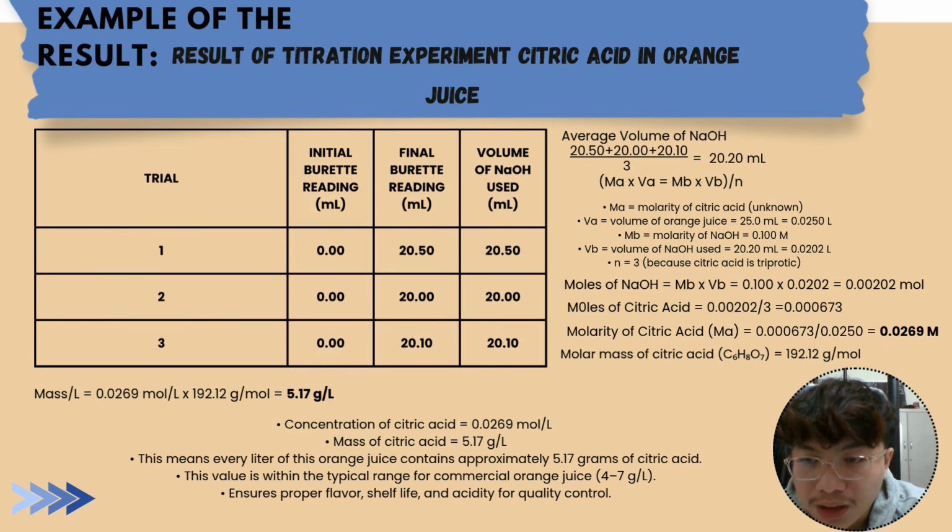After calculation, we get the final result: the concentration of citric acid is 0.0269 moles per liter, and the mass of citric acid is 5.70 grams per liter. This means every liter of this orange juice contains 5.70 grams of citric acid. This value is within the typical range for commercial orange juice, up to 7 grams per liter, ensuring proper flavor, shelf life, and acidity for quality control.